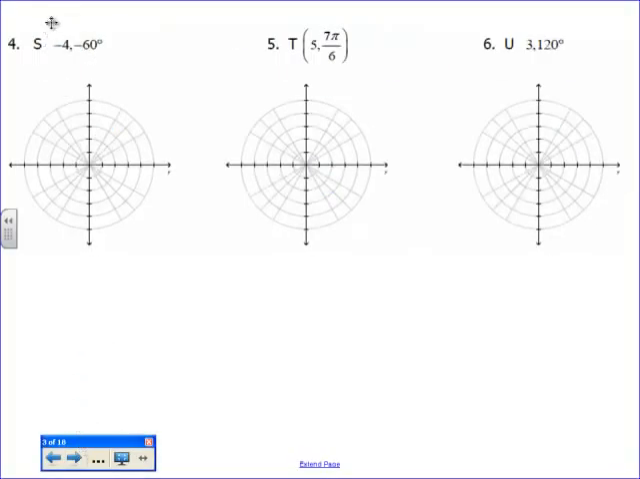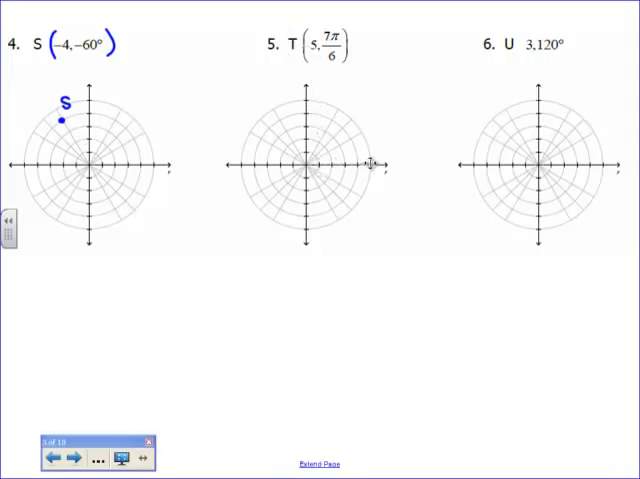Next 3 examples. Negative 4, negative 60 degrees. Negative 4 as your R is going to go left 4. 1, 2, 3, 4. So now I'm out here on that negative polar axis. Negative 60 degrees. Well, negative angles rotate clockwise. So from here, rotating clockwise, 30 degrees, 45 degrees, 60 degrees, my point should end up in the 2nd quadrant.